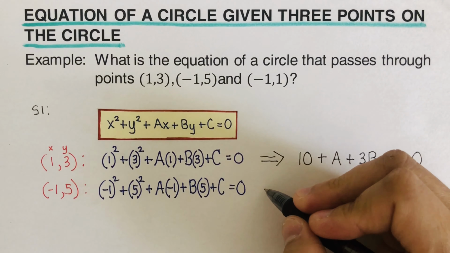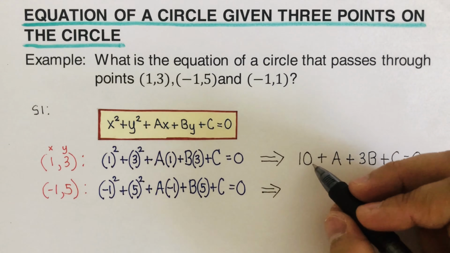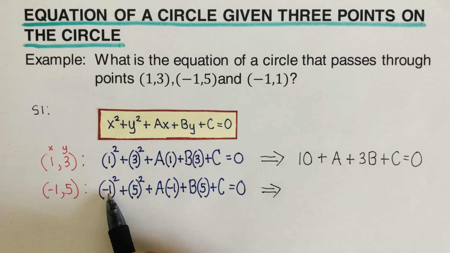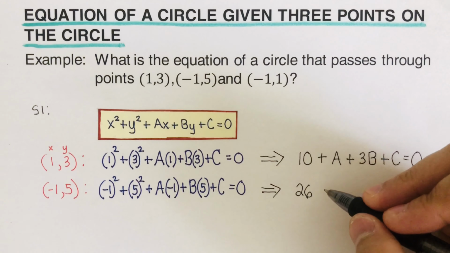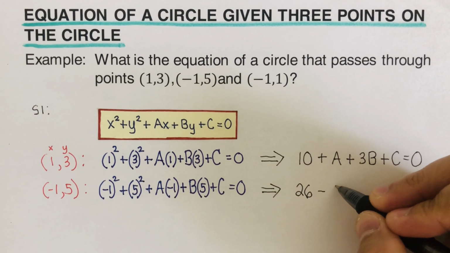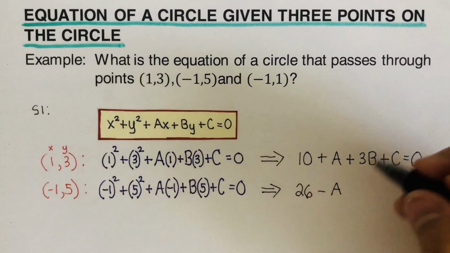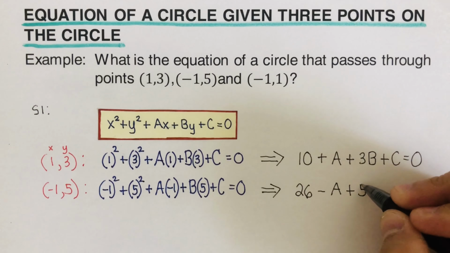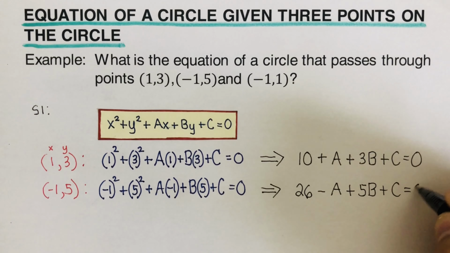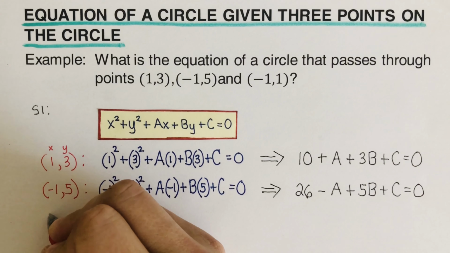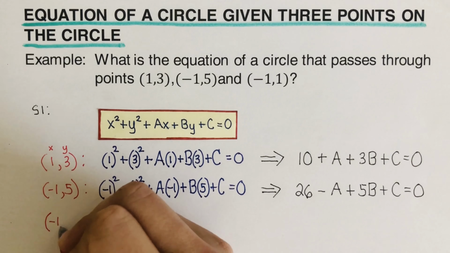We can simplify this. First we have negative 1 times negative 1 is a positive 1. 5 times 5 is 25. So 1 plus 25 is 26. So we get a 26. And then negative 1 times a is a negative a, so I can just write negative a. And then this is a 5b, because 5 times b is 5b, plus c equals 0. Did you get the same answer as this? Good. Perfect. Now let's move on to the third point, which is negative 1 and 1.